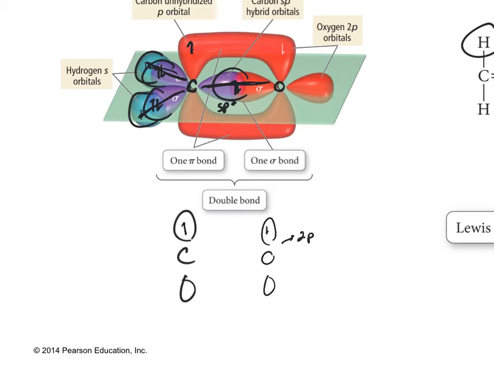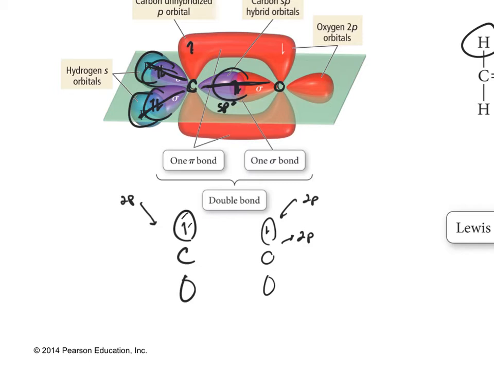But then we still have, if we go back to the energy diagram, a 2p orbital that is unhybridized on carbon. And if we look at the atomic orbitals of oxygen, we also have a 2p orbital that's unhybridized. Both of them have unpaired electrons. The whole idea behind bonding in valence bond theory is that these unpaired electrons, if they can overlap, if they can get close to one another, then they're going to bond, and that's going to lower potential energy.